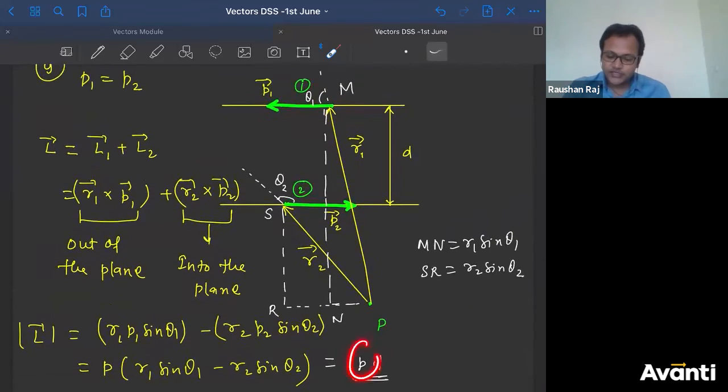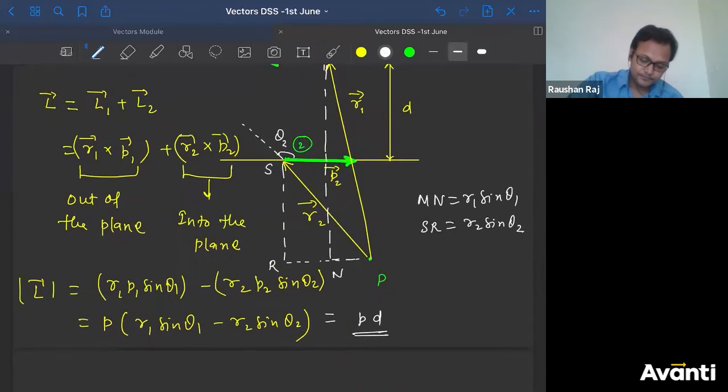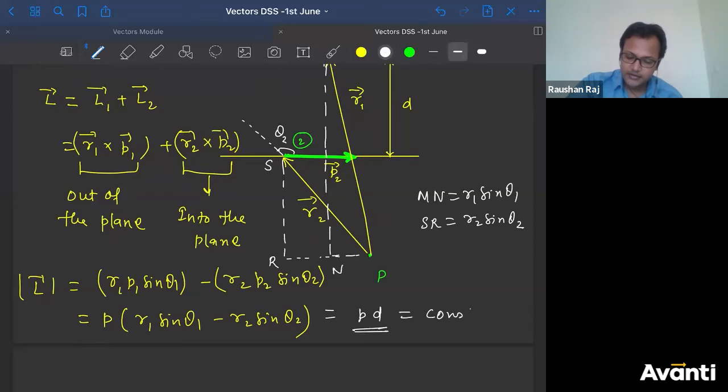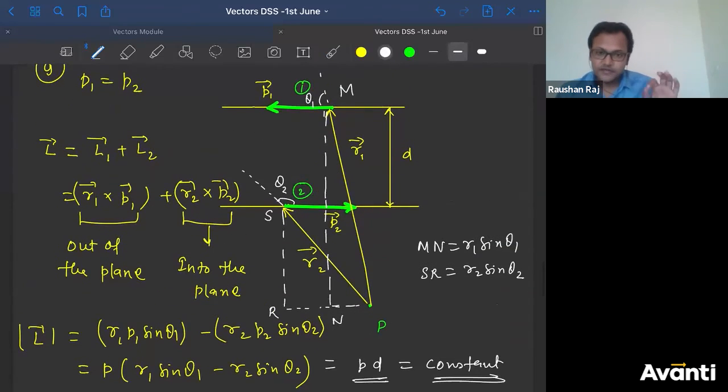Can I say P is constant? Small d is also constant because P is m into v. That is given to us. Small d, that is the distance between the parallel lines. That is also given to us. I have considered an arbitrary point. I didn't consider any special point. But I am getting a constant value. So I will say that irrespective of the point you are taking, the angular momentum of these two particles will remain constant.